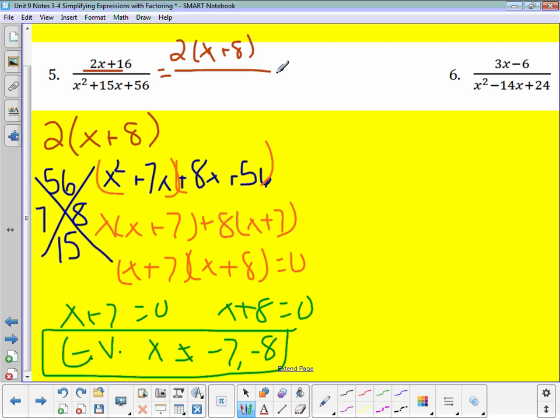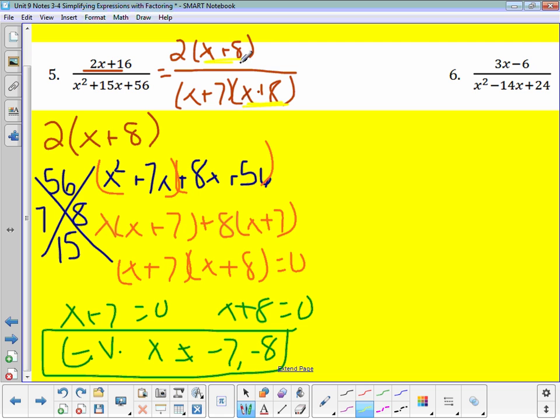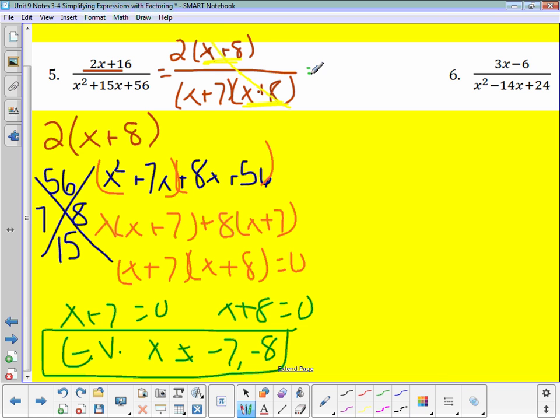So then on the bottom here, I'm going to write out my factors. I had x plus 7 and x plus 8. Here's where taking out that 2 became really important, because we have this factor and this factor that are the same, so we can cancel those out. If we hadn't taken out the 2, we couldn't have done that. Now, notice this 2 is being multiplied by the x plus 8. That means we can do this. So left on top, we have 2. Left on the bottom, we have x plus 7.